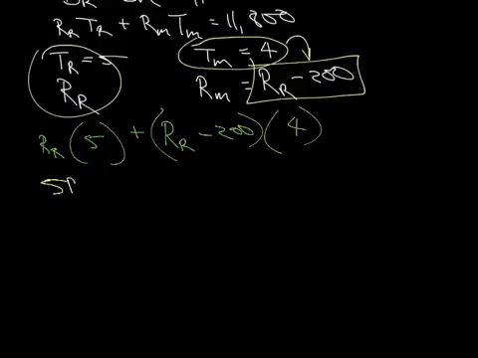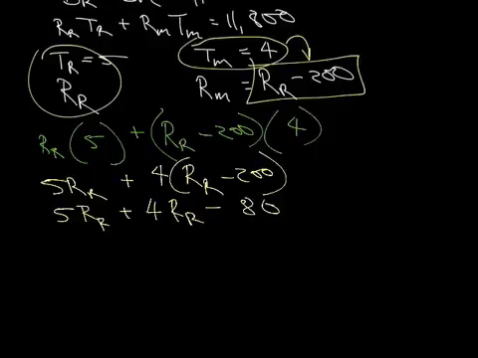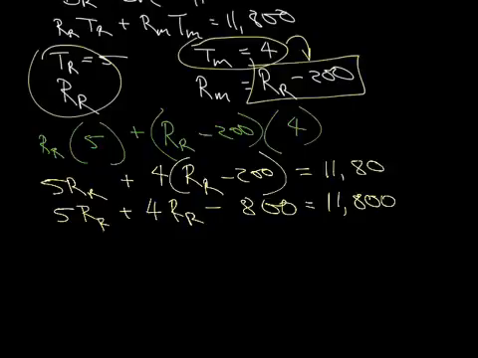Okay, 5R plus, and let's switch this around. I'm just going to put the 4 there so that I can distribute. It just kind of looks better. So 5R plus 4R minus 800, equals 11,800. I keep forgetting to put that in there. Sorry about that. I'm just kind of taking off without putting my 11,800. Why didn't you remind me?